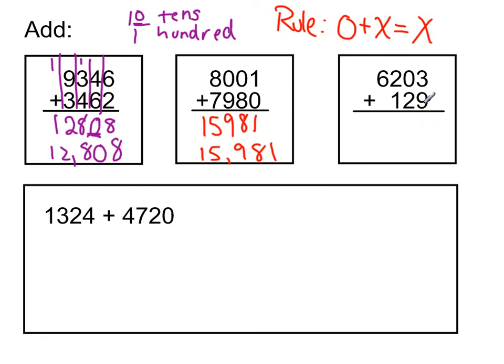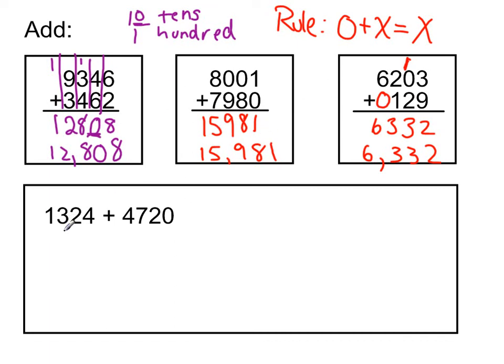So 3 plus 9 is 12, and we're going to have a carry of 1. 1 plus nothing is still 1, plus 2 is 3. Nothing to worry about for carrying. 2 plus 1 is 3. And then we have 6, and there's technically nothing in the thousands place for this number, so it's 6 plus 0, which is still 6. And our answer is 6,332. So those weren't too bad, especially since they're already lined up for us.